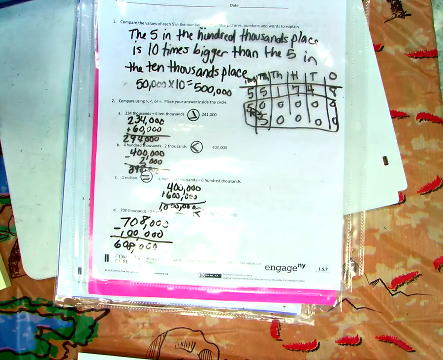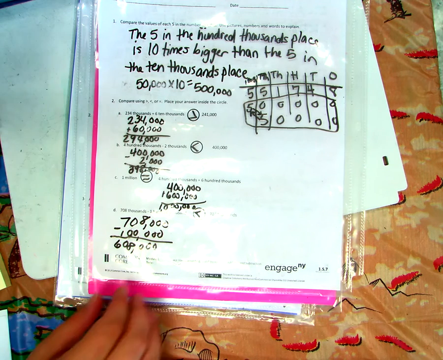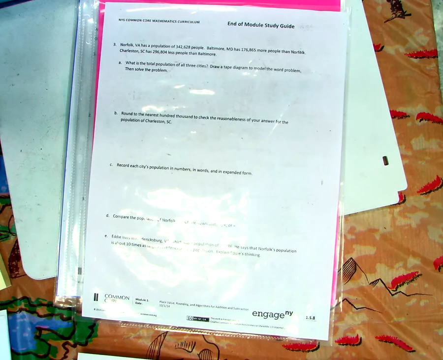Alright, I hope you guys are doing a great job. We're moving on to the back. There's a lot of work on this back page. Norfolk, Virginia has a population of 342,628 people. Baltimore, Maryland has 176,865 more people than Norfolk. Charleston, South Carolina has 296,804 less people than Baltimore. A says, what is the total population of all 3 cities? Draw a tape diagram to model the word problem, then solve the problem.